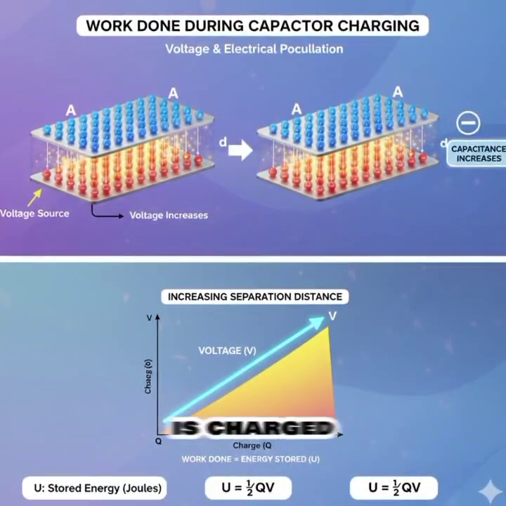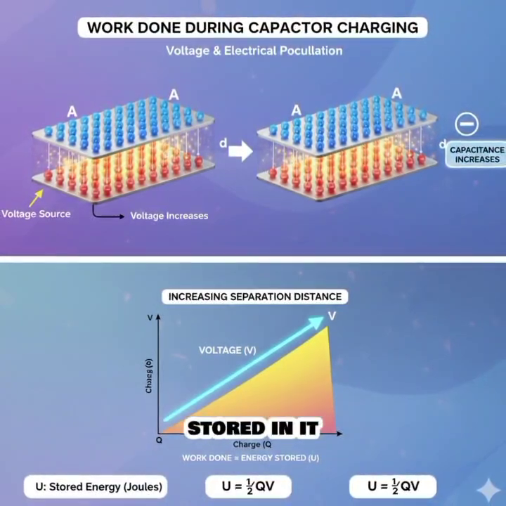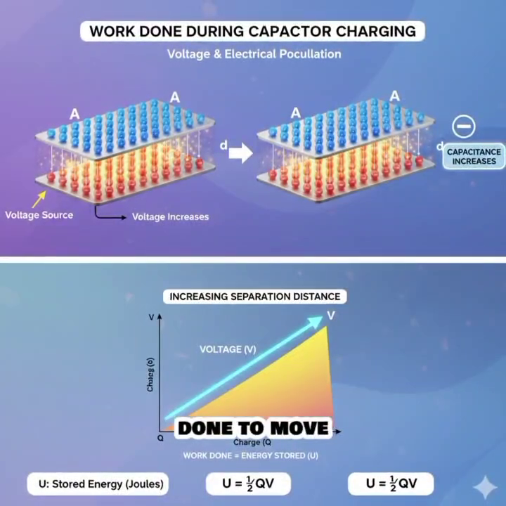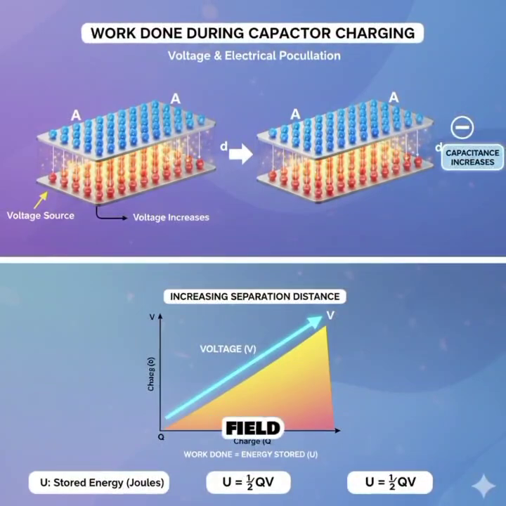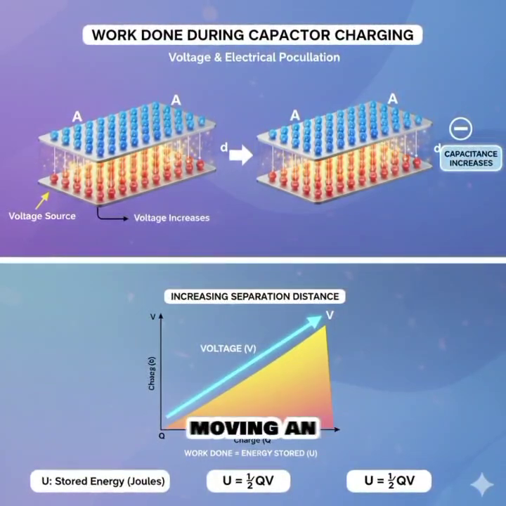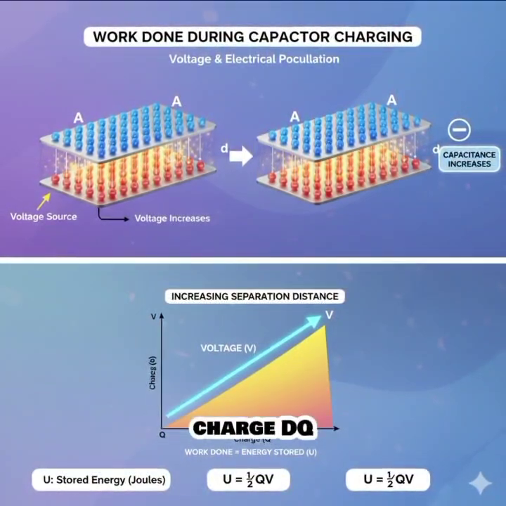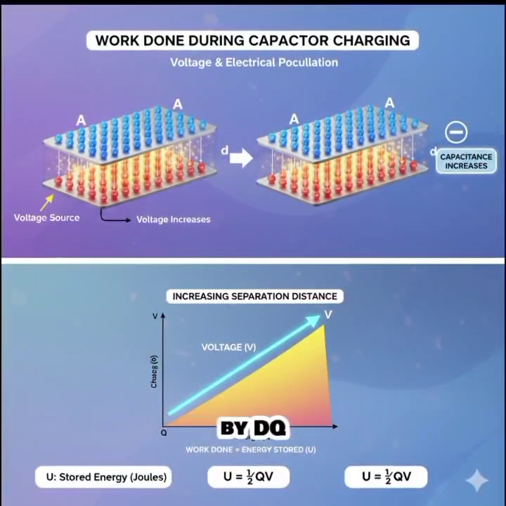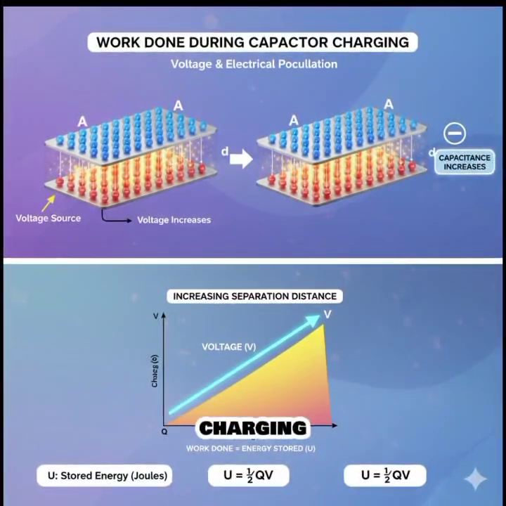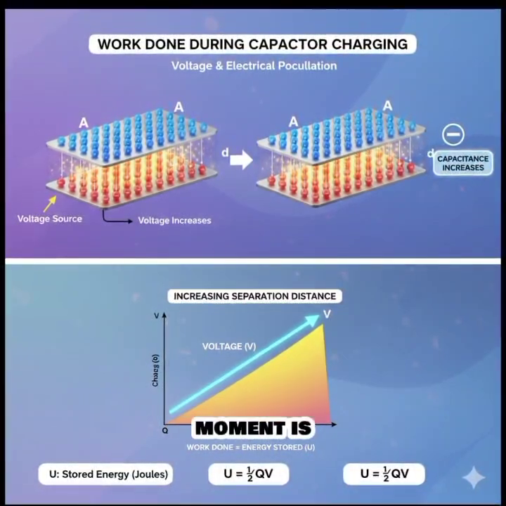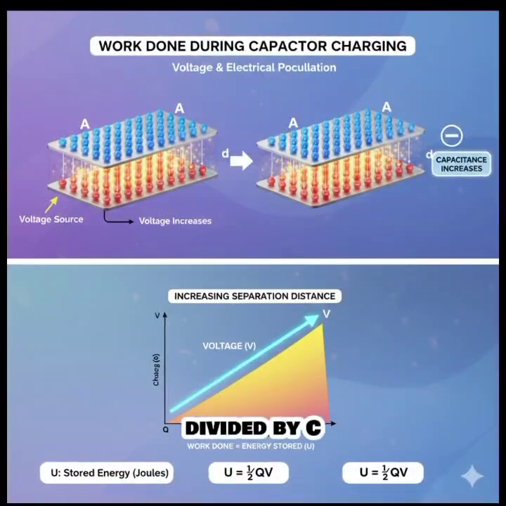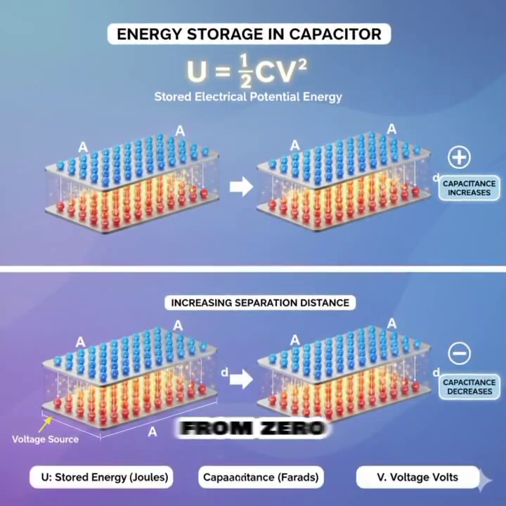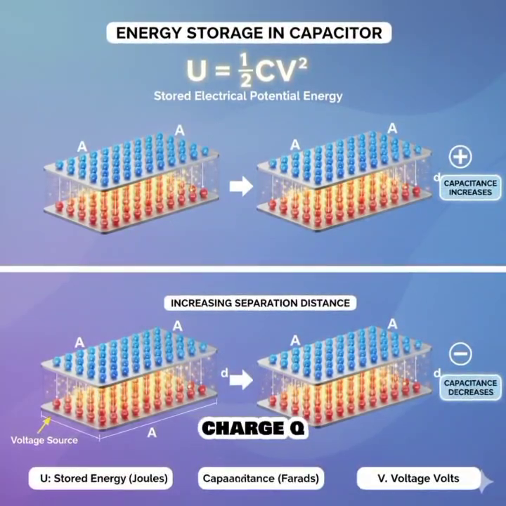When a capacitor is charged, energy is stored in it in the form of electric potential energy. Work must be done to move charge against the electric field. The small amount of work done in moving an infinitesimal charge dq through a potential difference V is equal to V multiplied by dq. During charging, the potential difference at any moment is equal to Q divided by C. To find the total work done, this expression is integrated from zero charge to the final charge Q.